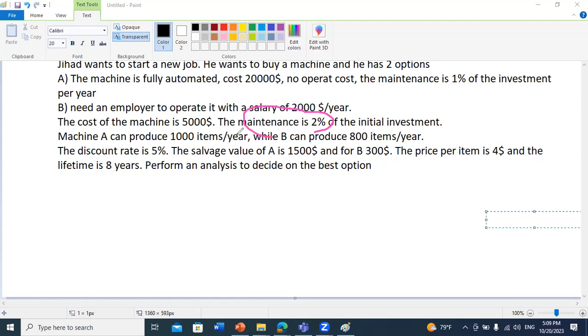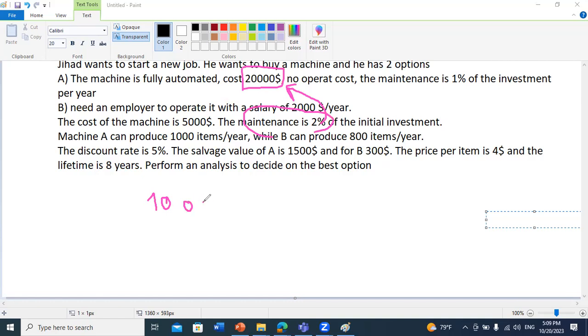This is the percentage of the initial cost. They told you the maintenance will be proportional to the cost of the machine, because a higher cost means the machine is more complex and it might require more maintenance. So here they gave us the maintenance as a percentage of the investment. It doesn't have any relation with the discount rate or with the internal rate of return. The discount rate is the following. You have $10,000.